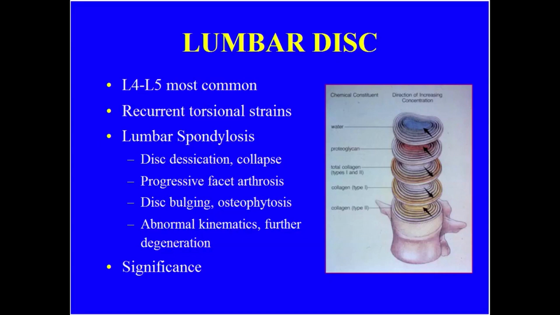Now, talking about lumbar disc disease, L4, L5 is the most common level seen in lumbar disc disease. Lumbar disc disease is believed to begin because of recurrent torsional strain causing tears of the outer fibers of the annulus. Those tears coalesce into larger tears through which can occur herniation of the nucleus pulposus. Lumbar spondylosis, which is this disc degeneration, involves disc desiccation and collapse, progressive facet arthrosis, disc bulging and osteophytosis, and what this leads to is abnormal kinematics of the motion segment, which then leads to further degeneration, just like it does for a lot of joints. The question is, what is really the significance of lumbar spondylosis, which is, in many people's estimation, really a normal part of the aging process.